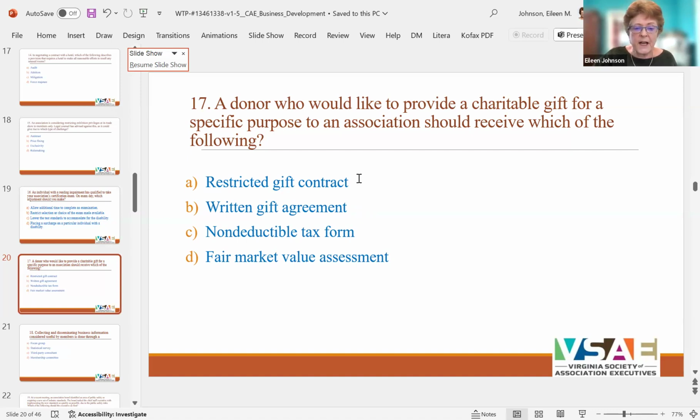The two best choices here are A and B. And I think the broader answer is B, the written gift agreement, because it says it's for a specific purpose, but it doesn't say it's restricted. So it could just be a gift agreement, say that you're doing a fundraising, maybe a capital campaign or something. So you're doing a gift agreement for how you would like it to be used, but it's not necessarily a restricted gift agreement. And that's chapter 25.